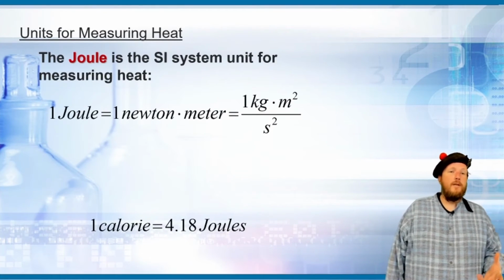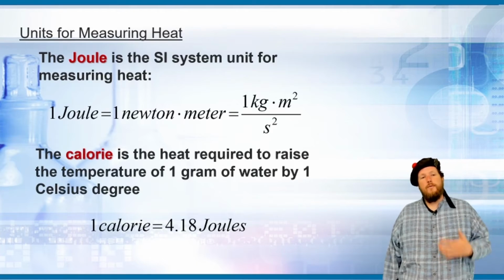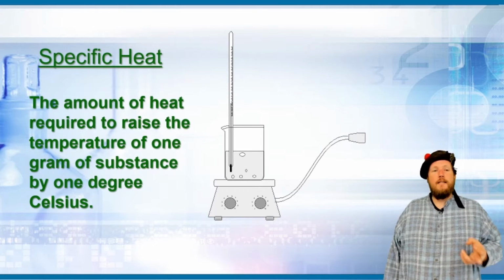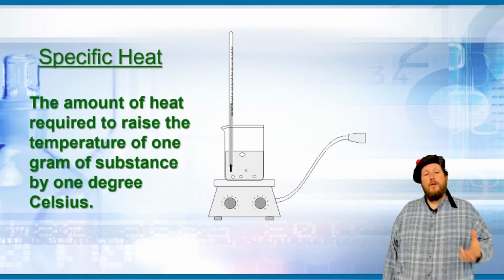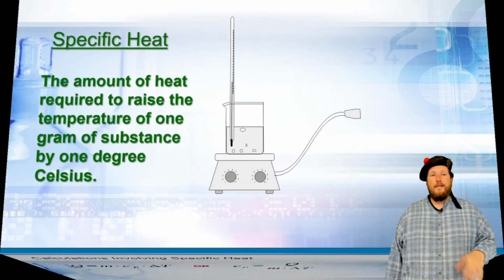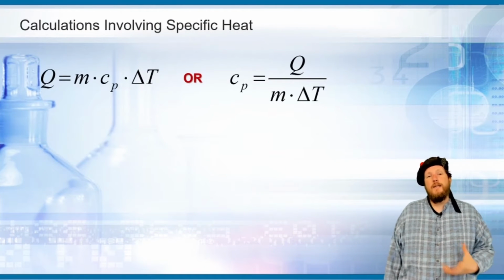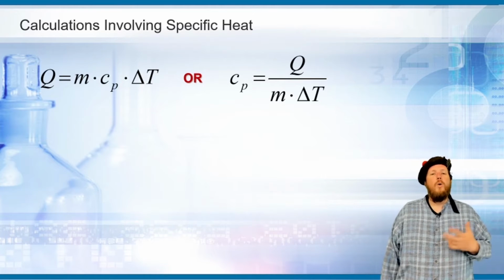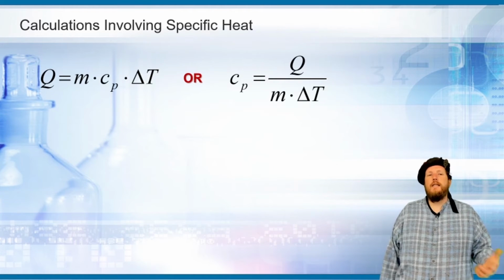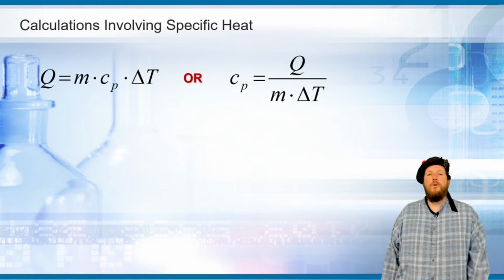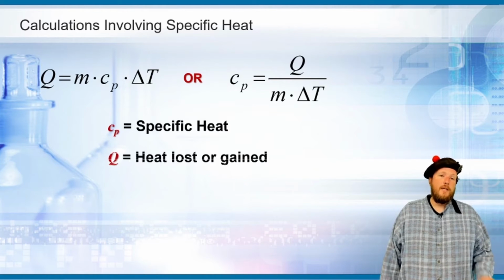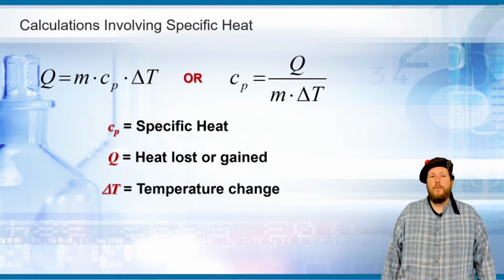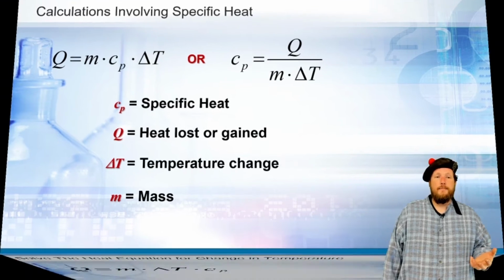So the units of measurement for heat are the joule, which we learned before, and the calorie. So specific heat is this idea. It's the amount of heat required to raise the temperature of 1 gram of a substance by 1 degree Celsius. So the calculations that we tend to use with specific heat are Q equals mc delta T, or you can solve for specific heat, and C sub P is specific heat, which equals Q over m delta T. So C sub P is specific heat, Q is the heat lost or gained, delta T is the change in temperature, and m is mass.